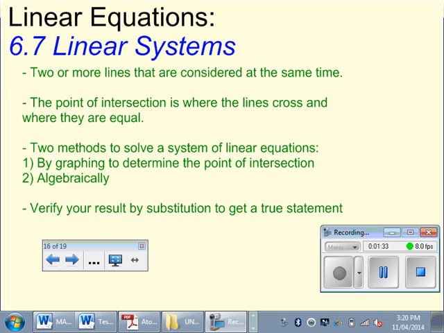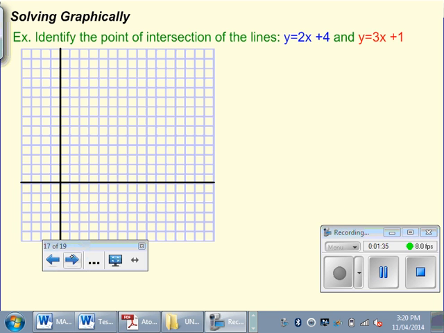So let's take a look at an example. The first example is I want to identify the point of intersection between the lines y equals 2x plus 4 and my red line y equals 3x plus 1. The first thing I'm going to do is plot my blue line.